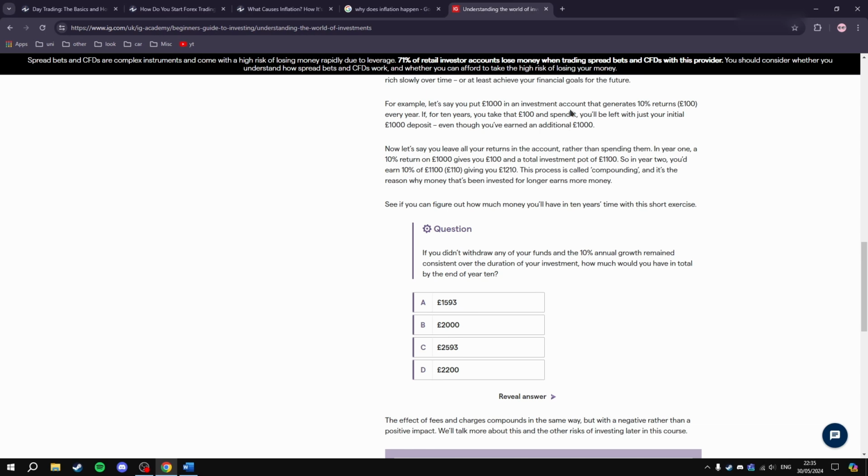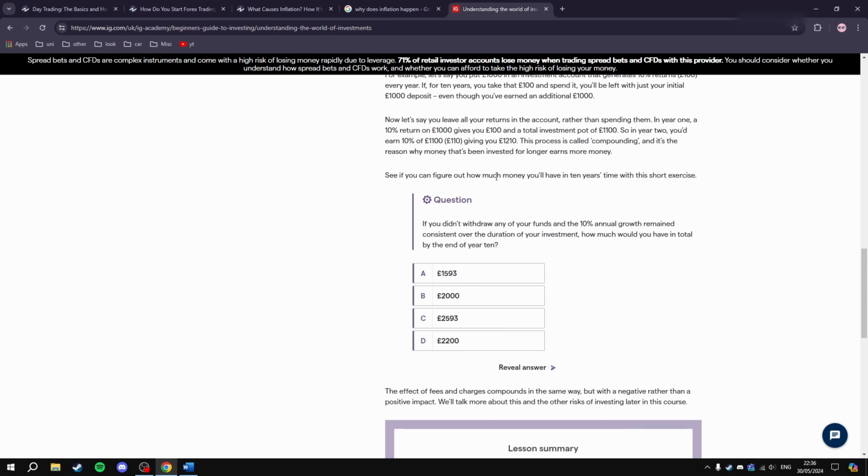Now, let's say you leave all your returns in the account, rather than spending them. In year 1, a 10% return on £1,000 gives you £100, and the total investment pot is £1,100. So in year 2, you earn 10% of £1,100, giving you £1,210. This process is called compounding, and it's the reason why money that's been invested for longer earns more money.